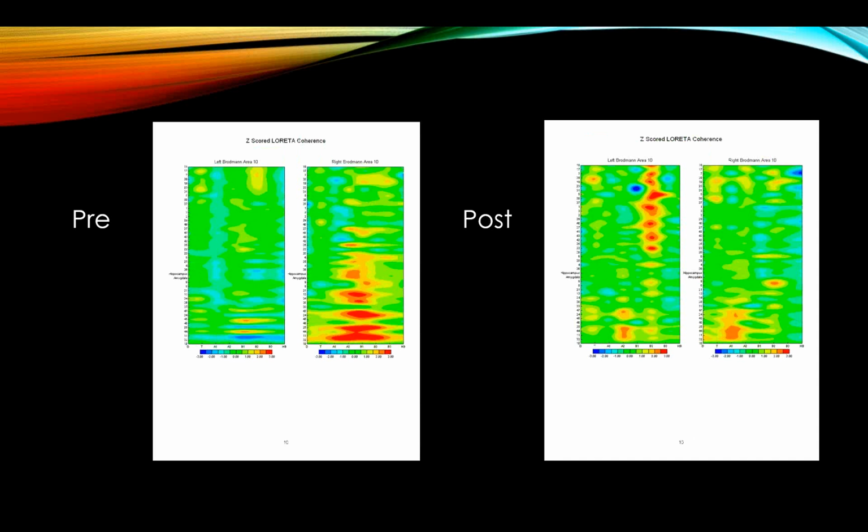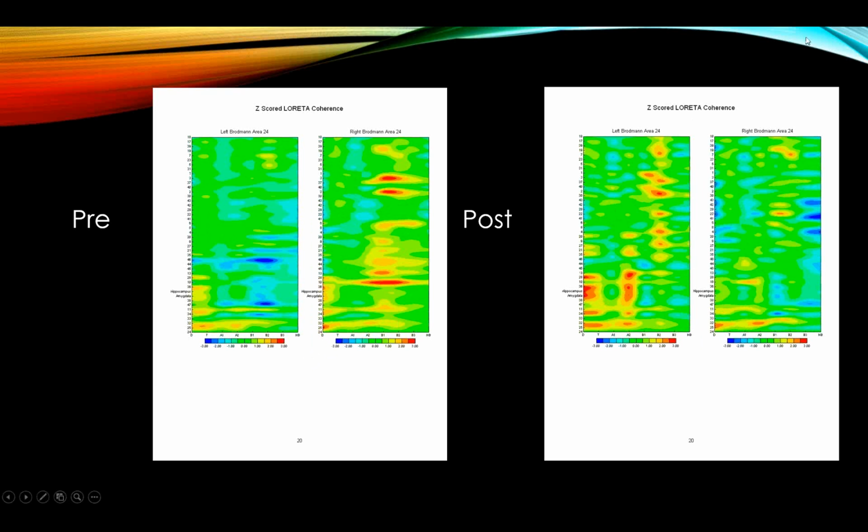Here we see LORETA coherence on area 10. And again, this is a massive shift in coherence from pre to post in 20 minutes. And you can see this, area 11 was pretty much offline, and then by the time it's done, 20 minutes later, it's gone from hypo to hyper, which again is the swinging of the pendulum.